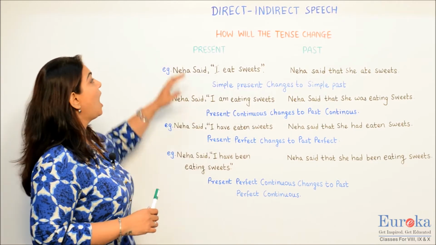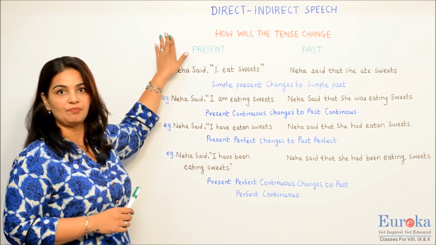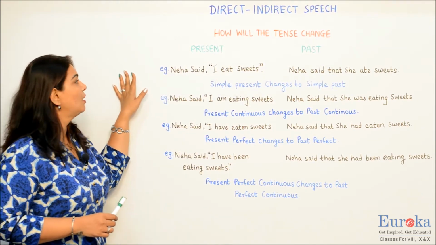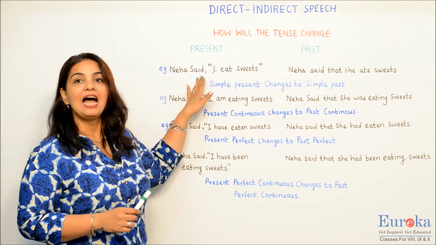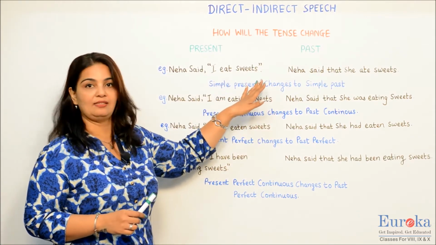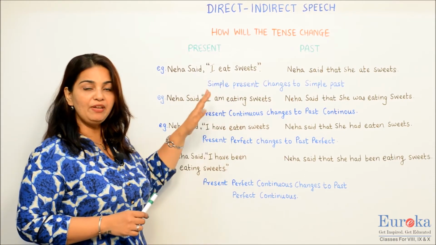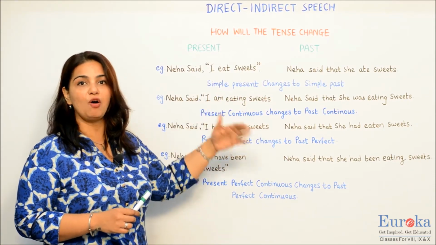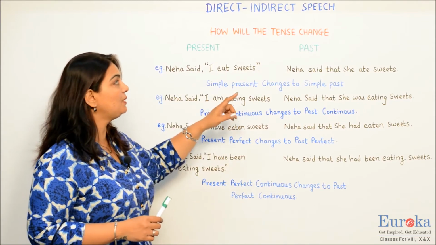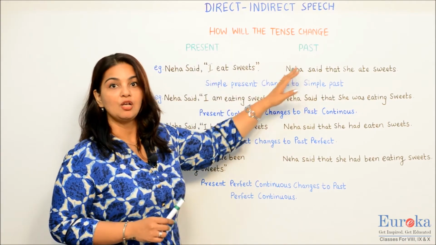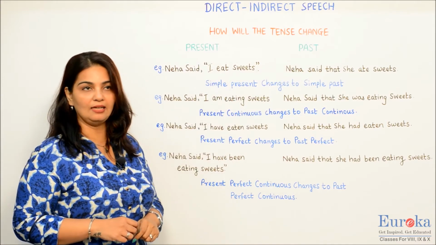Now we will see how to change the tense. So let's look at the first example that is given over here. We have Neha said, I eat sweets. This is your direct speech. When we have to convert this or transform it into an indirect speech, the tense will change from the present to past. So let's see how that is done.